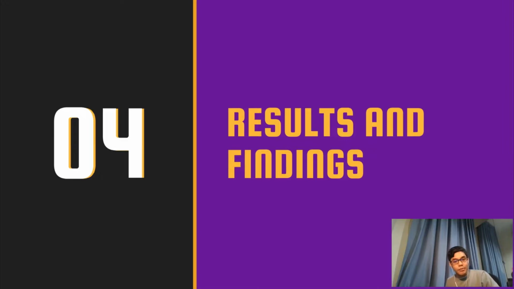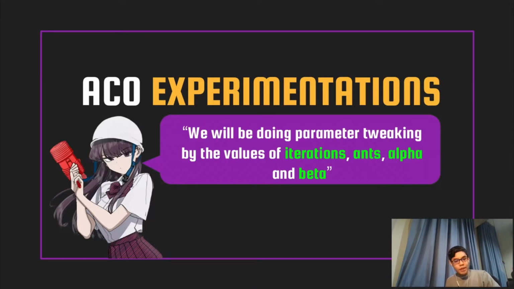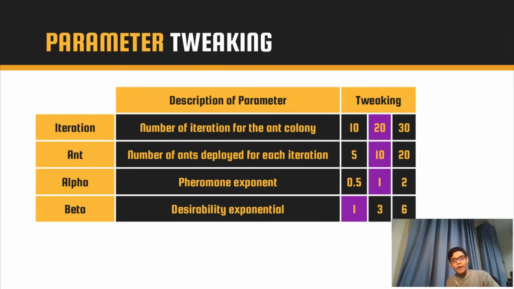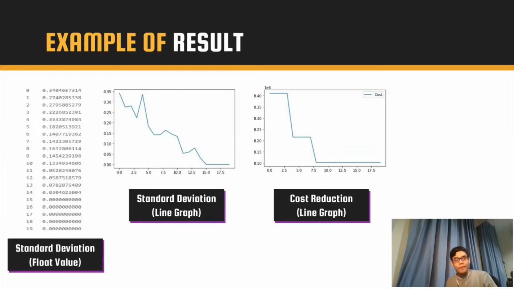So with that being said, let's keep on going to chapter 4, which is on the experimentation. In this chapter, we are going to do parameter tweaking by the values of iterations, ants, and also alpha and beta. Here we have the list of all parameters and the description of what will be affected during the experimentation. The iteration will be tweaked in the range of 10 to 30. As for the ants, they will be tweaked from 5 to 20, alpha 0.5 to 2, and for beta 1 to 6.